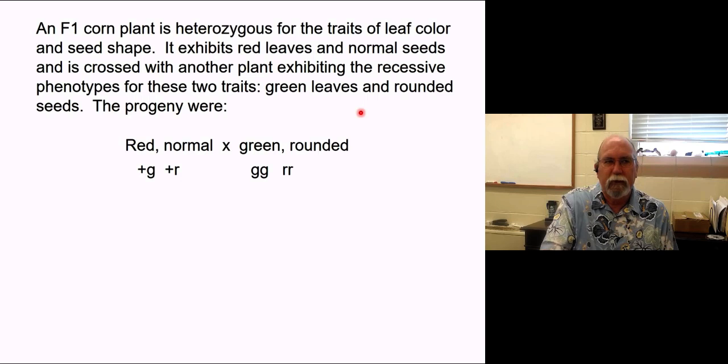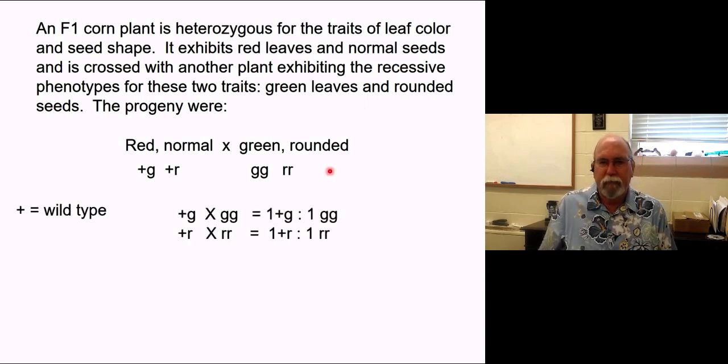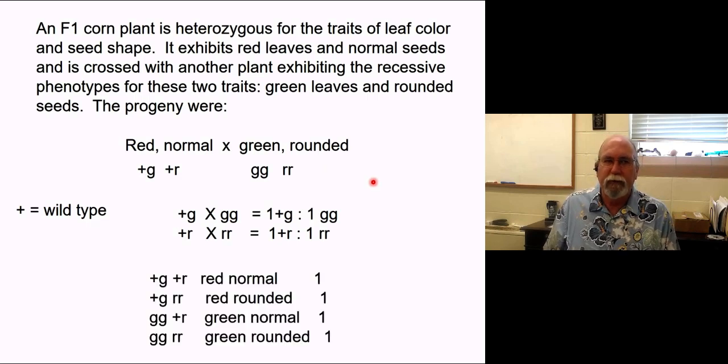Crossed with this, okay? So if we take the plus to be wild type, if we assume that the red is wild type and the normal is wild type, we're making this cross, okay? Mendel's second principle says we should be able to separate the color of the leaves from the seed shape. We should be able to produce the segregation ratios, which are 1-to-1 for both of those. And then we should be able to put them back together to figure out what our expected genotypic and phenotypic ratios could be.